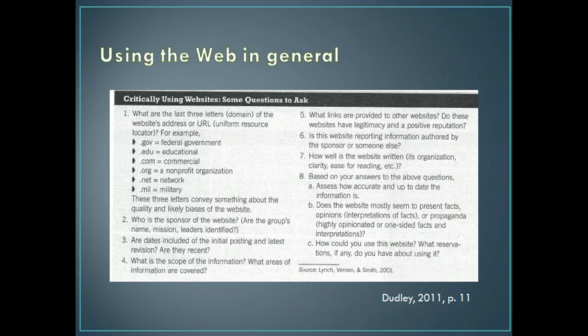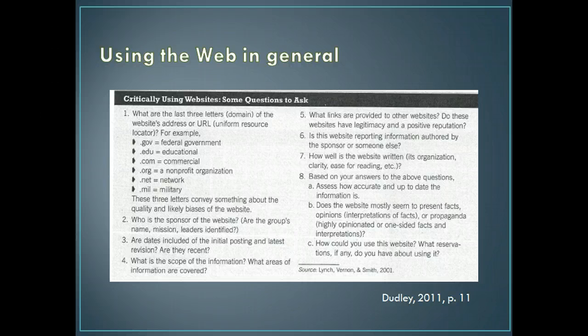Not that those other sites won't be valid. So you want to look at things like who's the sponsor of a website, what are the dates, right? When is the research or the information related to? What's the scope? Who is this information supposed to address and who does it cover? How are they linked to other websites, and are these legitimate or reasonable, unbiased sites themselves? Is the website reporting information authored by the sponsor or someone else? So who actually wrote the information?